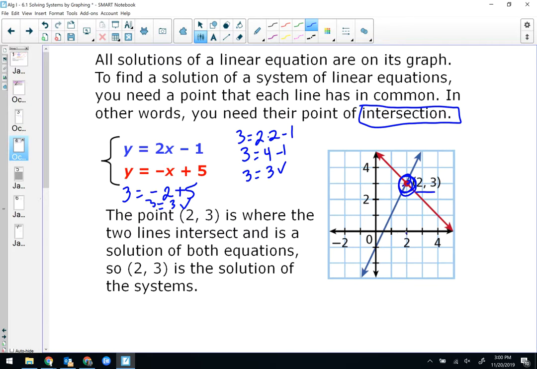Okay? We can see that on the graph pretty easily. 2, 3. Okay, and that's just graph. Look, the blue line, 2x minus 1. Y-intercept of negative 1, rise 2, run 1, rise 2, run 1, right at that point. Negative x plus 5, y-intercept of 5, down 1, right 1, down 1, right 1. Look, it crosses a nice clean point right there.